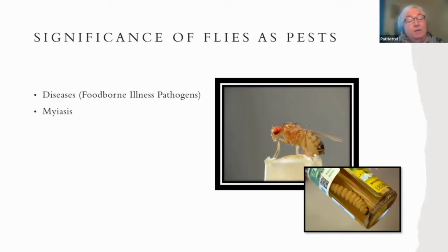Okay, so second up is myiasis. Many of these flies that we're going to talk about today will infest carcasses, so dead animals, right? Bottle and blowflies, and we'll get into more detail on these flies, but even phorids. Phorids can be a problem in mausoleums, for example. So dead animal carcasses can be infested.